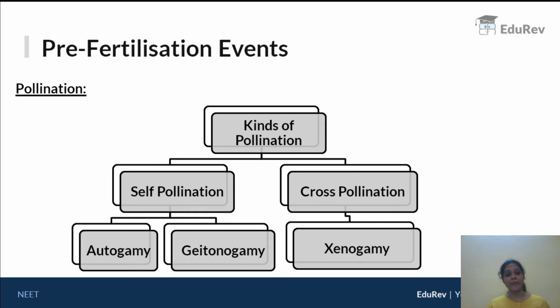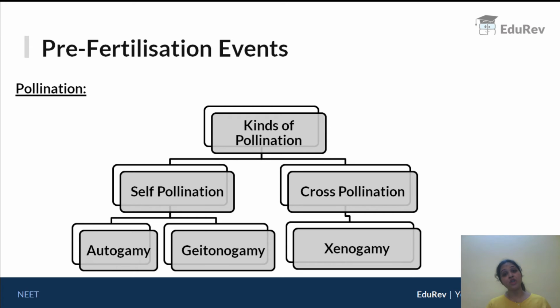Starting with the word autogamy. Autogamy is a type of self-pollination in which pollen is transferred from the anther to the stigma of the same flower. However, geitonogamy is the transfer of pollen from the anther of one flower to the stigma of another flower, but both these two flowers belong to the same plant. Now, even though they're two different flowers, they belong to the same plant, so there is no genetic variation between those flowers ultimately. So therefore, we place autogamy and geitonogamy under self-pollination.